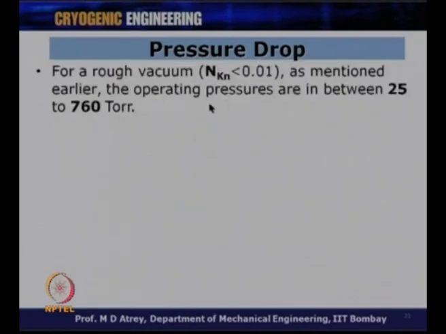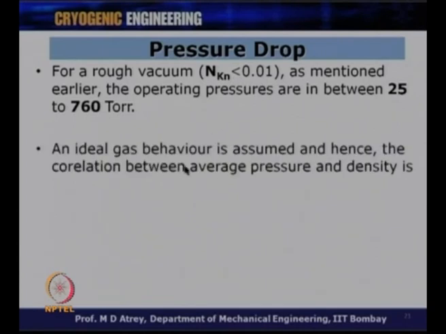For rough vacuum now, when the Knudsen number is less than 0.01 as mentioned earlier, the operating pressure is now between 25 to 760 torr, which we know now. An ideal gas behavior is assumed here, and hence the correlation between the average pressure and density is rho is equal to P m by R T. So, you have the ideal gas law here.